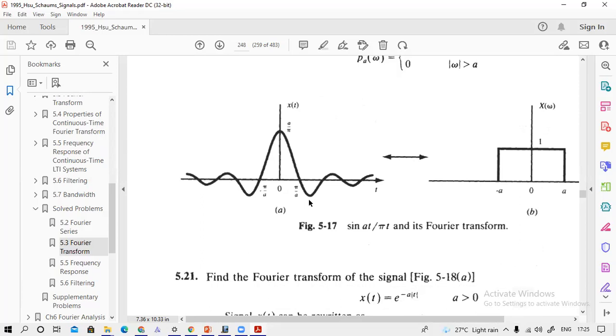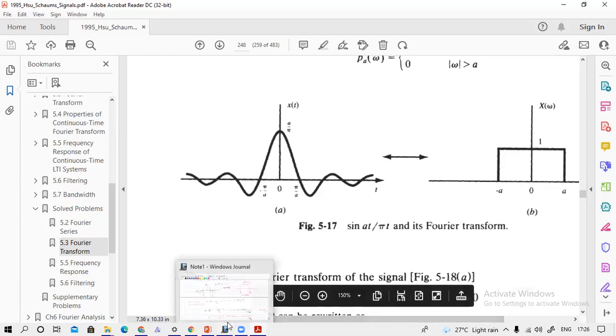And we have a rectangular pulse as the frequency domain signal. We have 1 from minus A to plus A. I think you can remember this one. Please try to remember this one, then you can use it for anything. You can derive anything using this without going through that process.